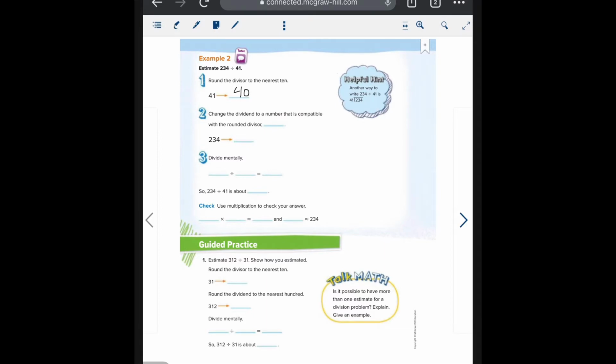Number 2, change the dividend to the number that's compatible. So look on your times table chart, look down the 4 category. What is a number that is going to be compatible with 4? You're going to see 24 is really compatible, and so we're going to say 240 because we need that extra 0. 240 is close to 234.